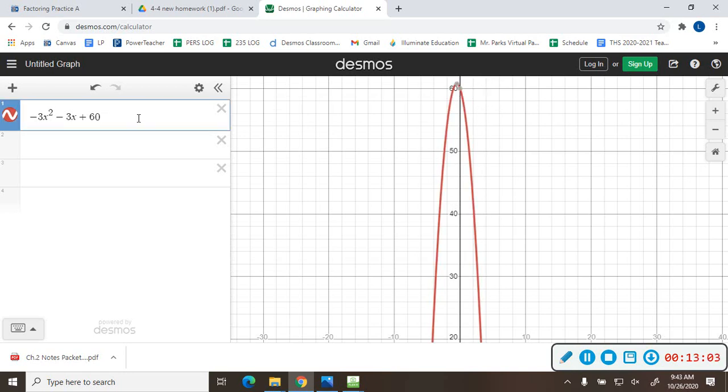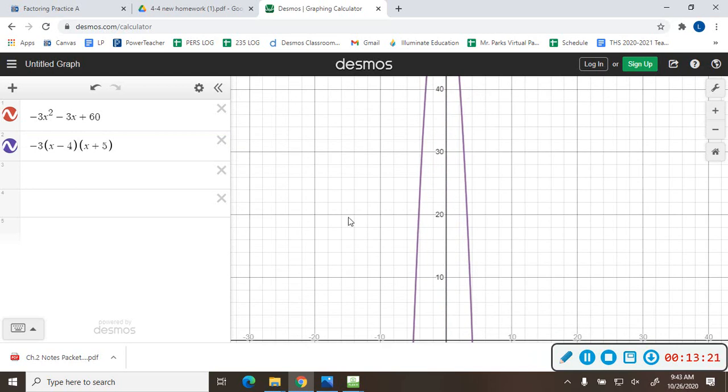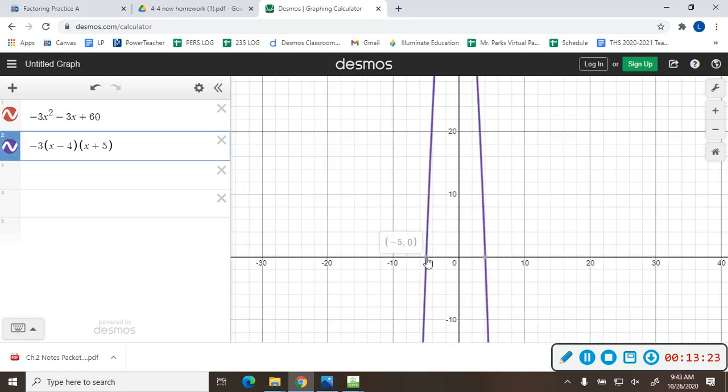And then the other one, the factored form, I think the x-intercepts are 4 and negative 5. So looking at this, 4 and negative 5, I see that they are the same thing. And looking down here, the x-intercepts are negative 5, positive 4. Okay? So they are the same thing, and I know that I did this correctly.